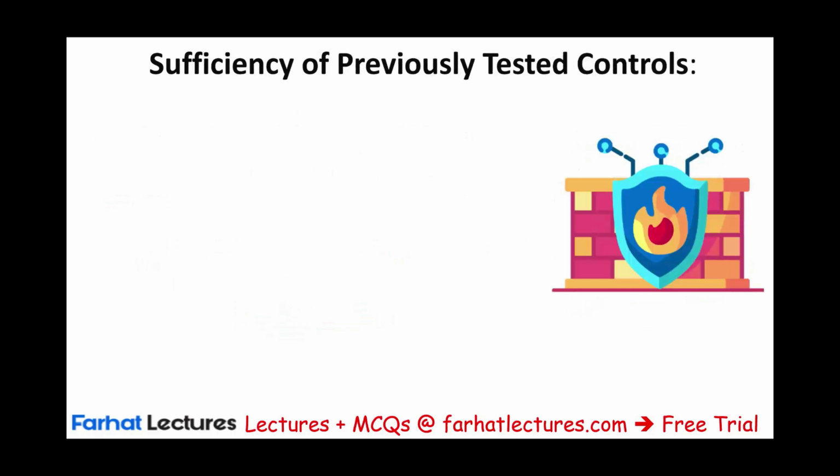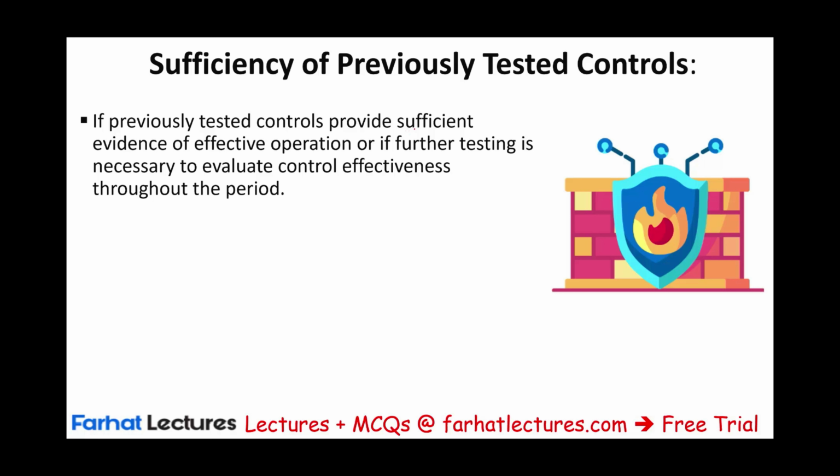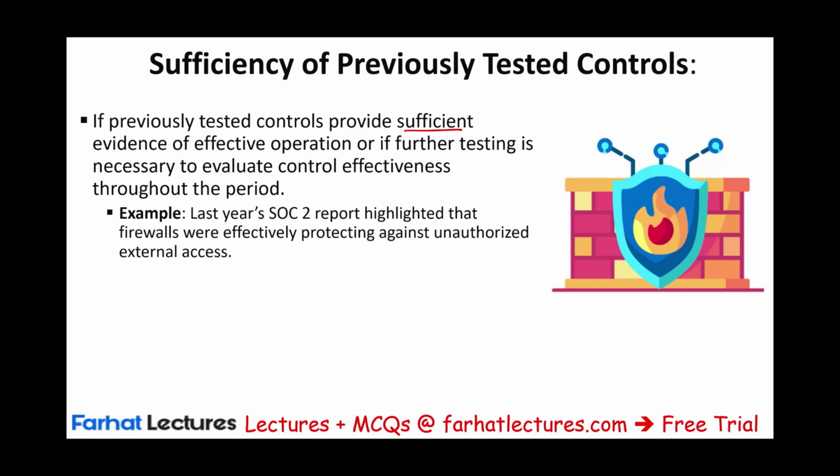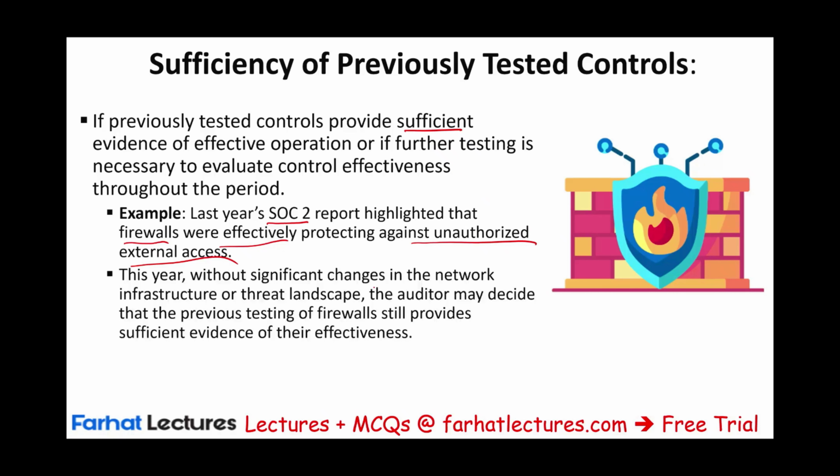Also, we can look at previously tested controls. Does previously tested control provide sufficient evidence of effective operation, or is further testing necessary to evaluate the control throughout the period? For example, last year's SOC 2 report highlighted that firewalls were effectively protecting against unauthorized external access. This year, without significant changes to the network infrastructure or threat landscape, the auditor may decide that the previous testing of firewalls still provides sufficient evidence of their effectiveness.